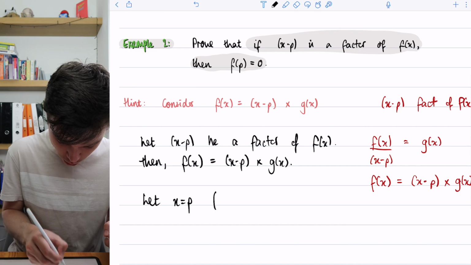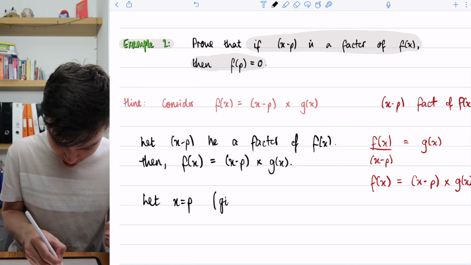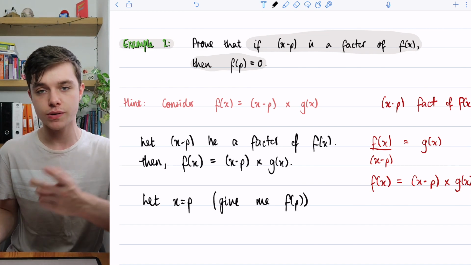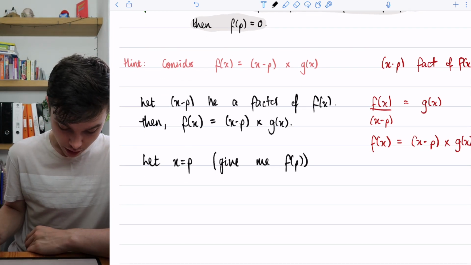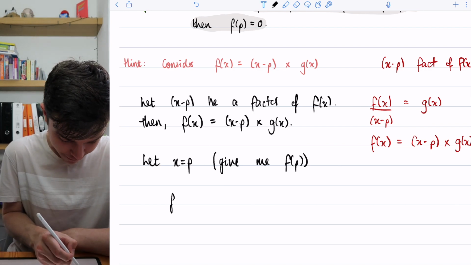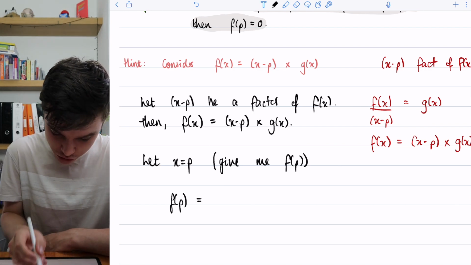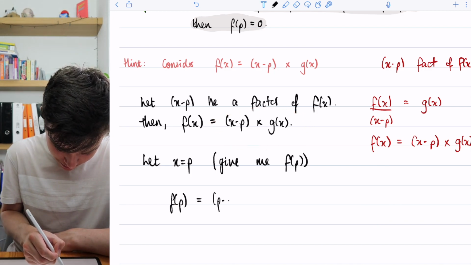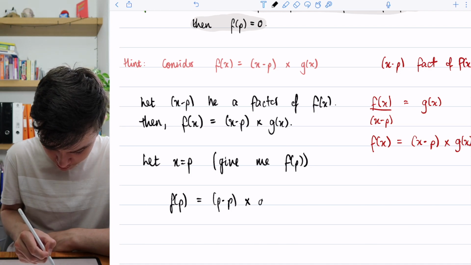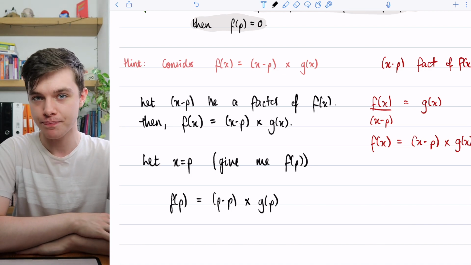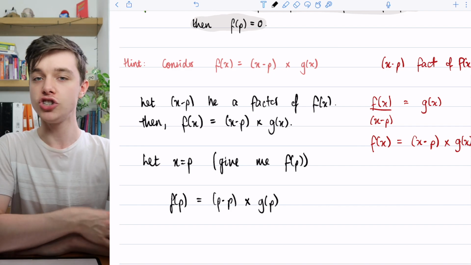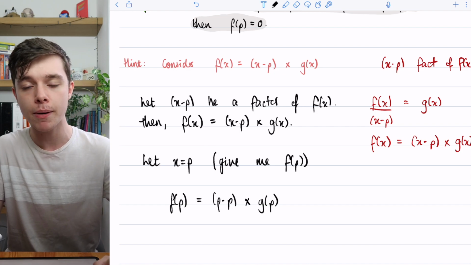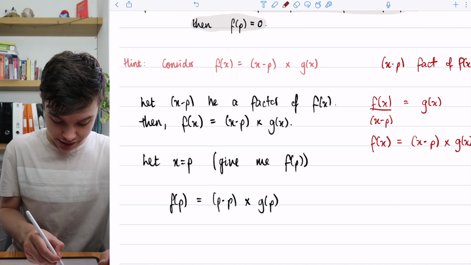That will give me f of p, because I'm just substituting p wherever I see an x. So we'll have f of p is equal to p minus p multiplied by g of p. I don't know what g of p is, and I don't know what f of p is, so they're just going to stay the same. But what I do know is this.